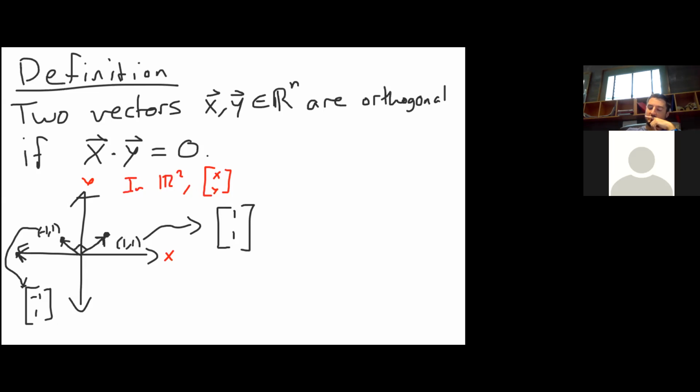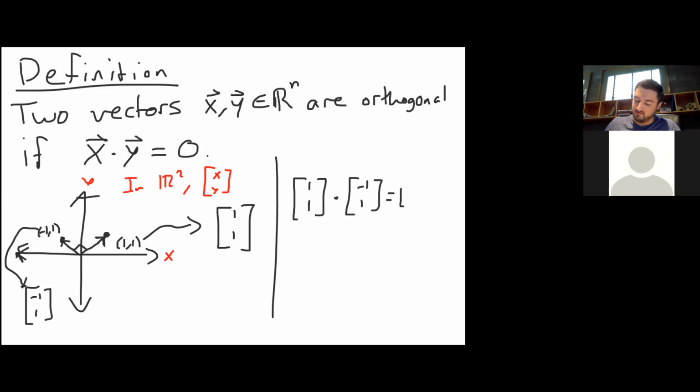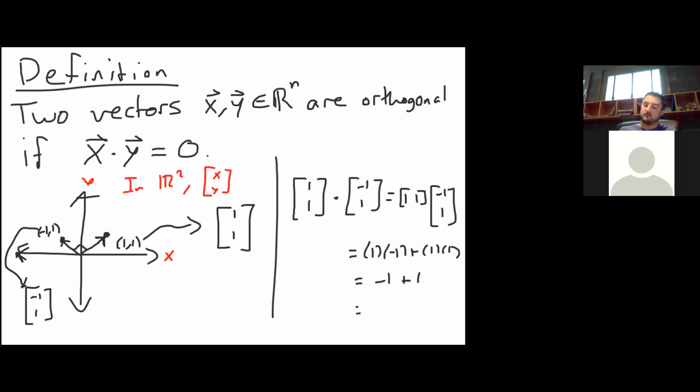And I see that if I take the dot product of these two vectors, the 1, 1 dot with -1, 1, which we define just to be, take the transpose of the first, multiply it by the second, do my matrix multiplication there. I do row times column, which means this is going to be 1 times -1 plus 1 times 1, or -1 plus 1, which is equal to 0.